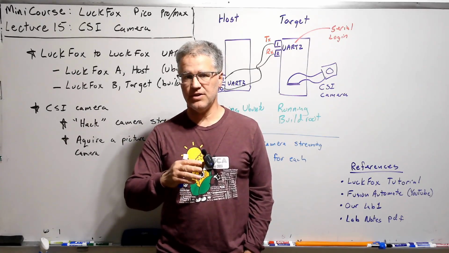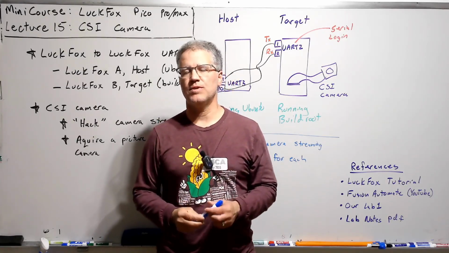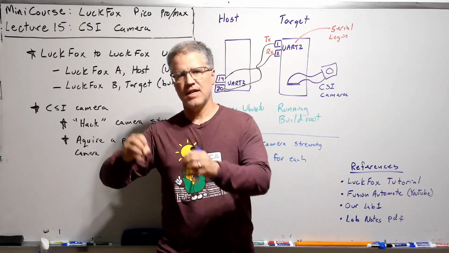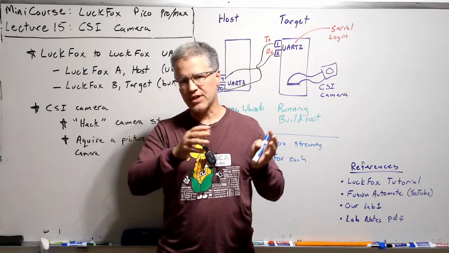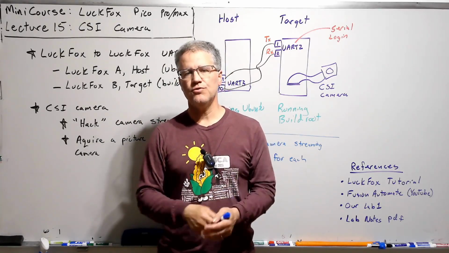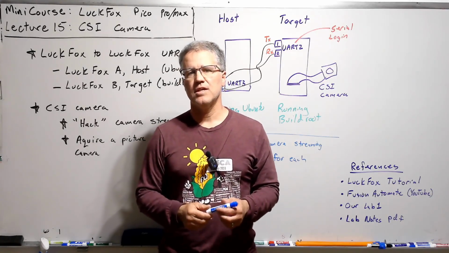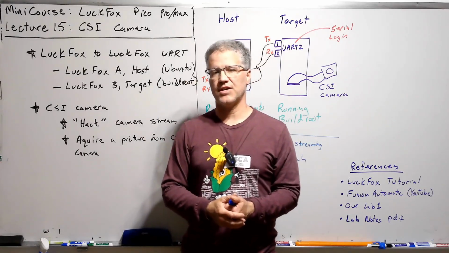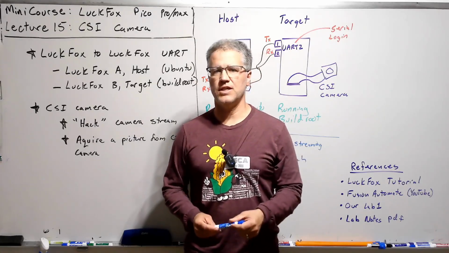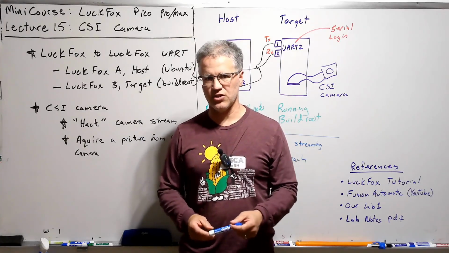Well, that turns out to be very difficult, but what we're going to do is sort of hack our way a little bit. We're going to have one LuckFox, a host LuckFox, and a target LuckFox, and we're going to control the target LuckFox with the host. Our host will be running Ubuntu, our target will be running Buildroot. You can't run both of these at the same time. In the Buildroot system, we'll access the camera and send a still image to the host computer, and then we'll send that to our main computer just to see what the image looks like.